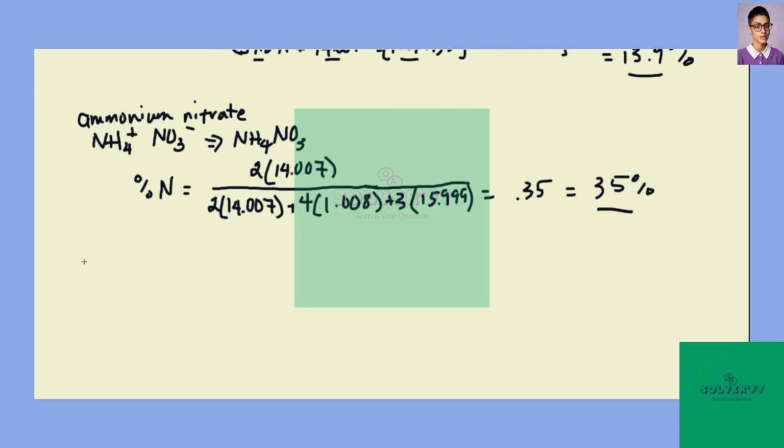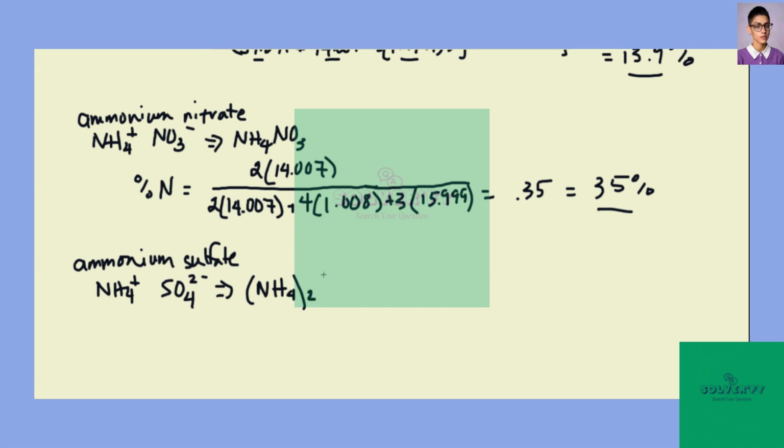Ammonium sulfate is our third compound, made up of the ammonium ion with a +1 charge and the SO4 sulfate ion with a -2 charge. Because this is a -2 and this is a +1, it means that there needs to be 2 ammonium ions for every 1 sulfate. So the formula is (NH4)2SO4.